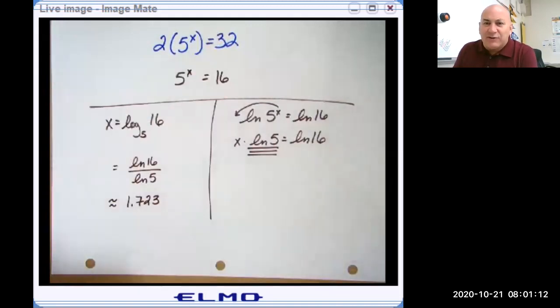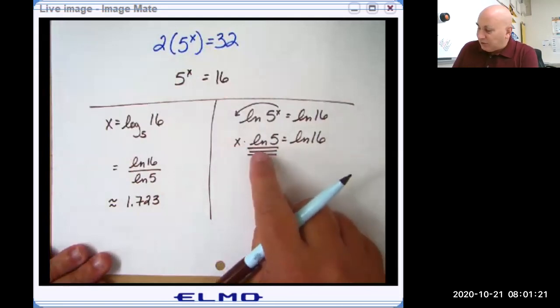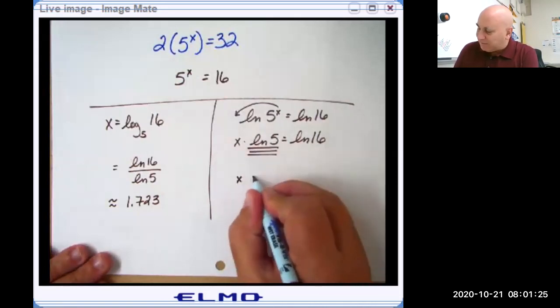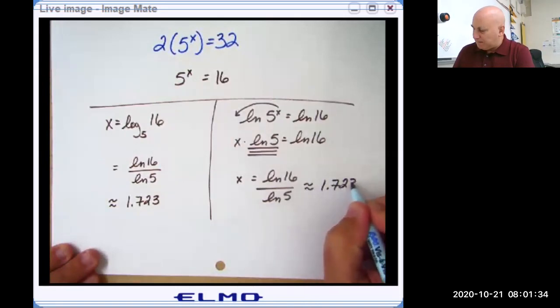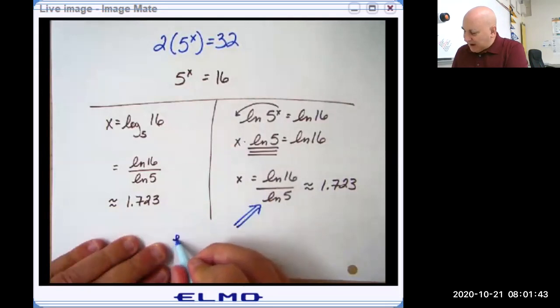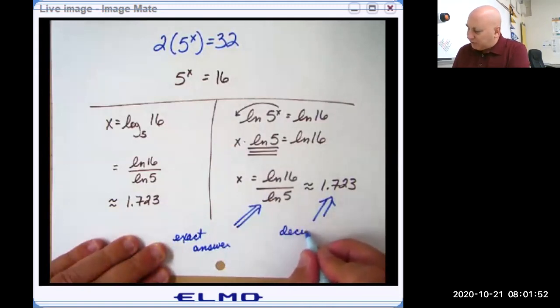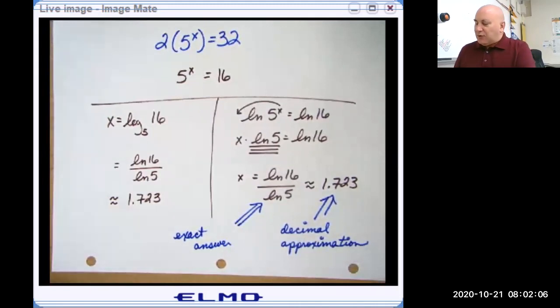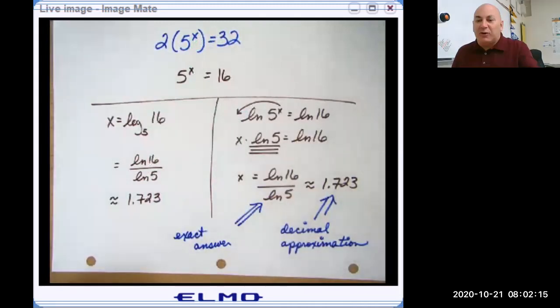But I know it's a constant. If I hit ln of 5 on the calculator, there's only one number it can be. It's a constant. So just as if this were 5x, I'd divide both sides by 5. If it's the ln of 5 times x, I'm going to divide both sides by the ln of 5. Now again, this is the exact answer. This is a decimal approximation. So we had a variable as an exponent. That's a logarithm. We use logarithms to solve that problem.